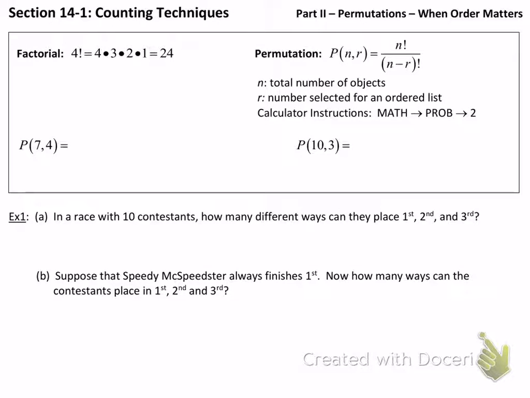Section 14.1, Counting Technique, Part 2. Alright, so we're going to begin with permutation, and this is the important part, when order matters.